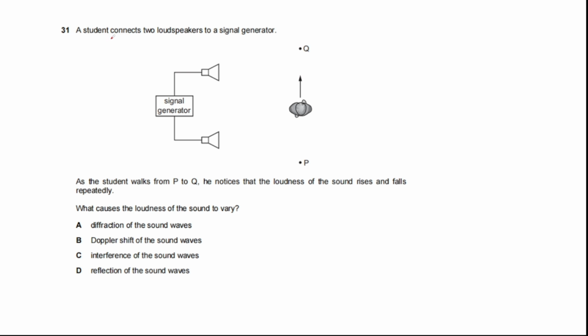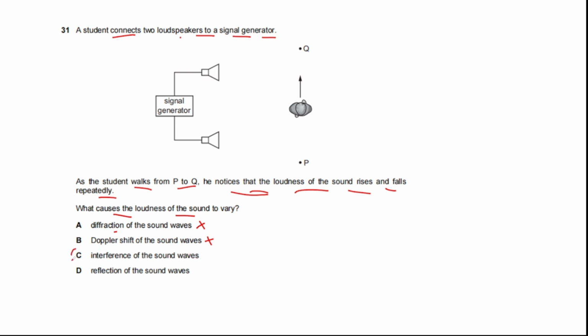Question number 31. A student connects two loudspeakers to a signal generator. As the student walks from P to Q, he notices that the loudness of the sound rises and falls repeatedly. What causes the loudness of the sound to vary? So here the intensity increases and decreases, and it's not about diffraction, because diffraction is through a slit or around an obstacle. Here there is no obstacle, and the Doppler effect is when the source is moving. The source is not moving at all. The speakers are fixed at a point.